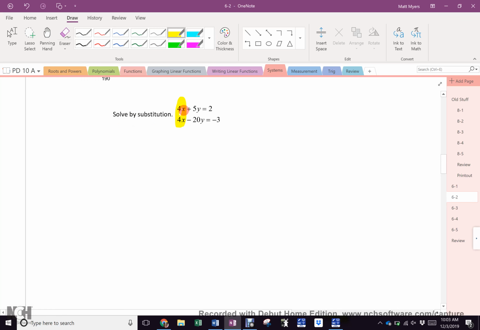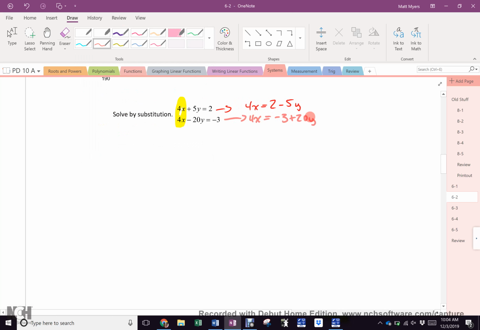Why? Because they're both 4x, aren't they? Isn't this 4x equals 2 minus 5y? Yeah. And isn't, and I'll change shades of red because I want to keep it red, isn't this 4x equals negative 3 plus 20y? Yeah.